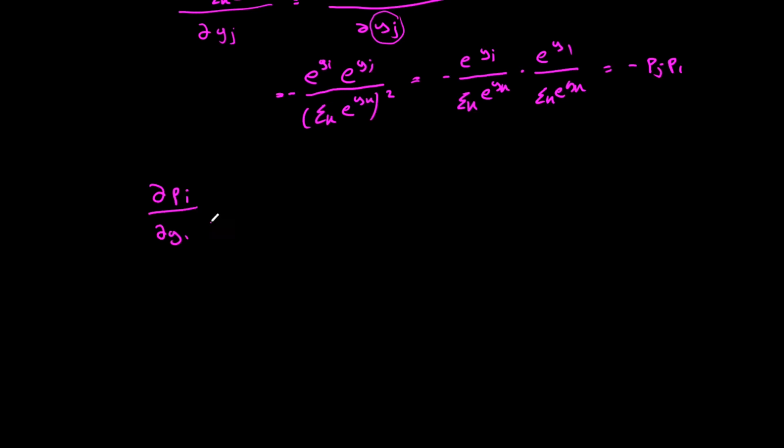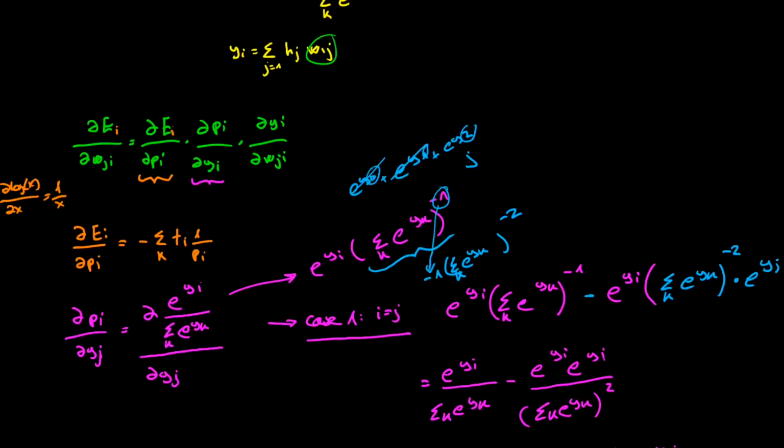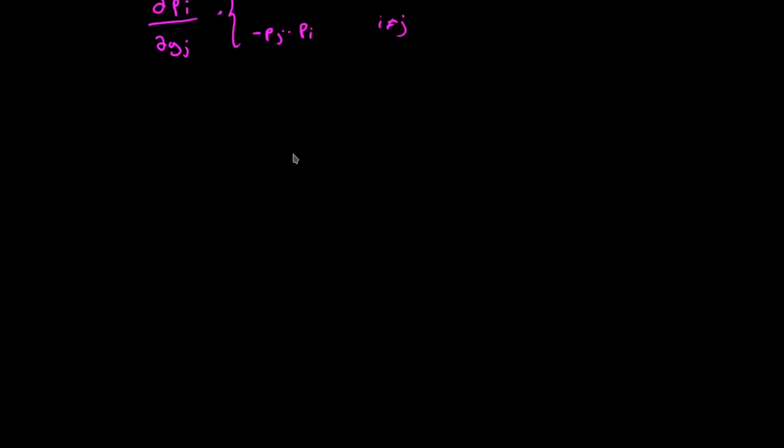So let's recap here, and we have that the derivative of p_i with respect to y_j is equal to p_i (1 minus p_j) when i equals j, which is case 1, and it becomes minus p_j multiplied by p_i when i is different from j. Now let's do the final step, which is the derivative of y_i with respect to our weight. So the derivative of y_i with respect to the weight w_ji.